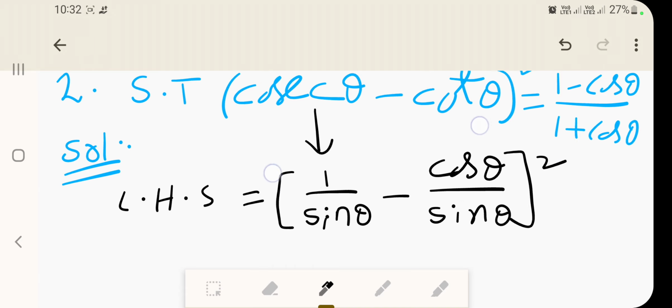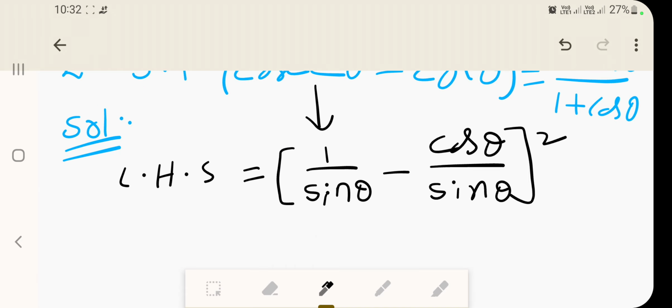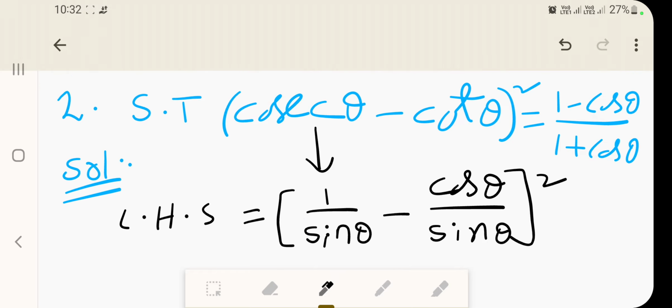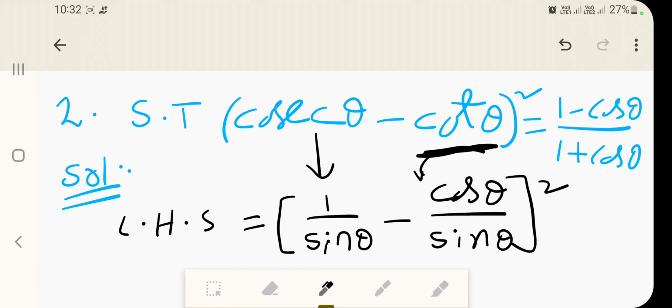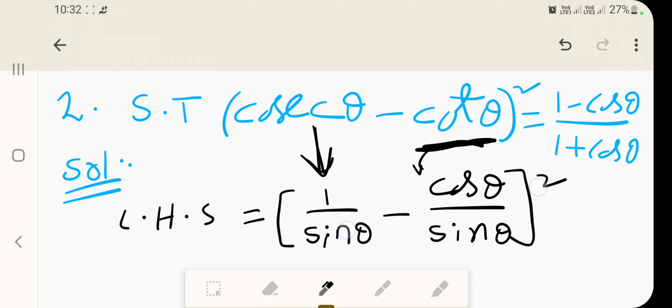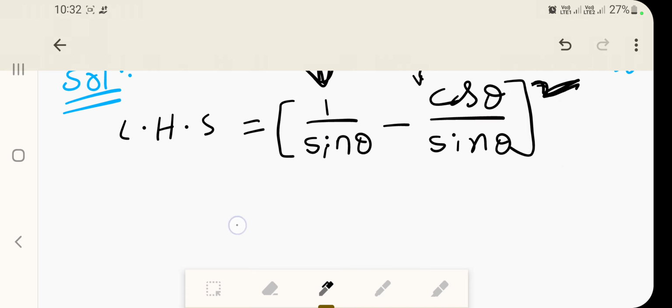Cosecant theta is equal to 1 by sin theta, or sin theta is equal to 1 by cosecant theta. Both are the same. Similarly, cot theta is equal to cos theta by sin theta, whereas tan theta is equal to sin theta divided by cos theta. So here cot is replaced with cos theta divided by sin theta, and cosecant is replaced with 1 by sin theta, and the whole square is kept as it is. Right, now we can take the LCM inside this square.